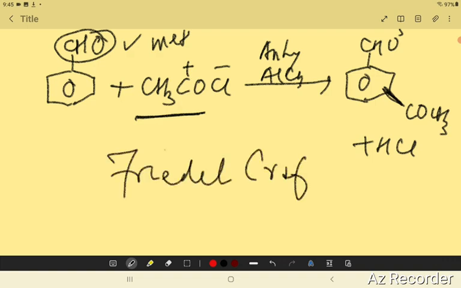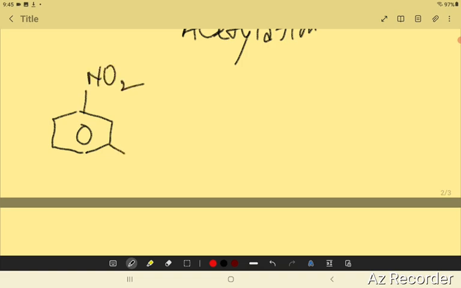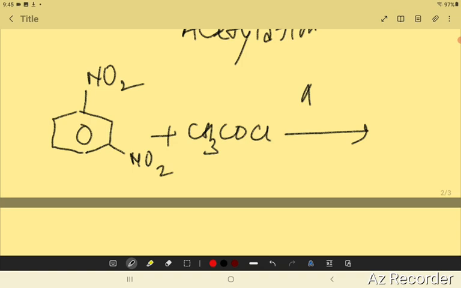Friedel-Crafts acetylation or acylation, you can say. In this, acetophenone will be formed. So students, here you can write more examples. Apart from this, I am giving you one example to write. This is NO2 benzene, and you are going to react it with CH3COCl and anhydrous AlCl3. So you have to reply what will be the answer to the question.